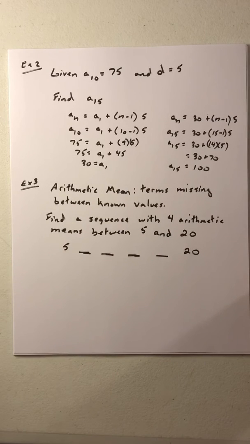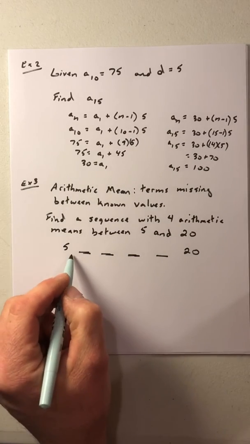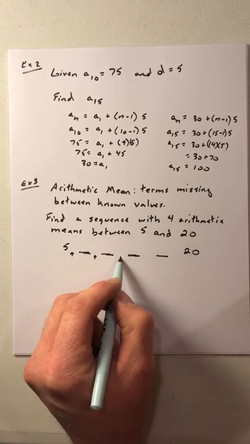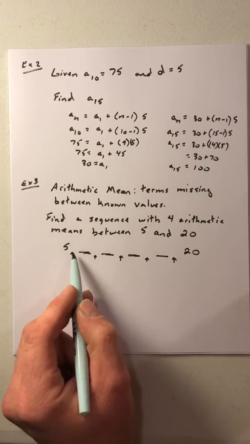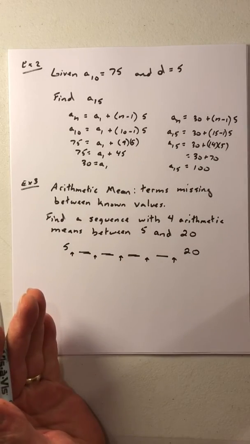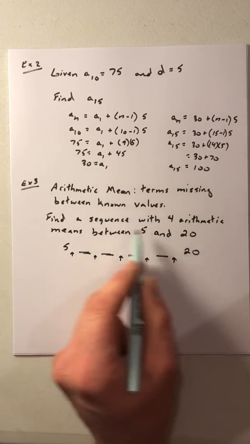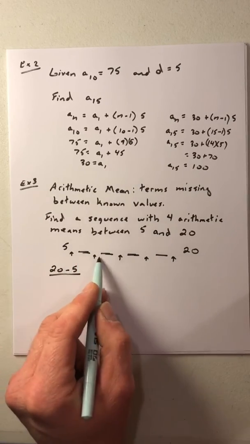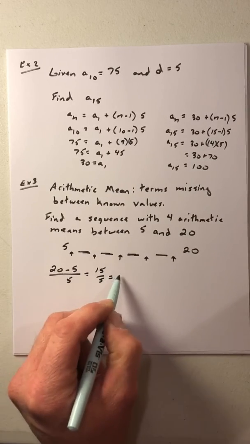You can do this several different ways, one being guess and check. And if you can guess pretty well, that's not a problem. A surefire way is to count the number of spaces in between. So we have 1, 2, 3, 4, 5 spaces. We want to evenly distribute between them. We know we have to get from 5 all the way to 20. So if I take 20 minus 5 and divide by the number of spaces I have, I end up with 15 divided by 5, or 3.